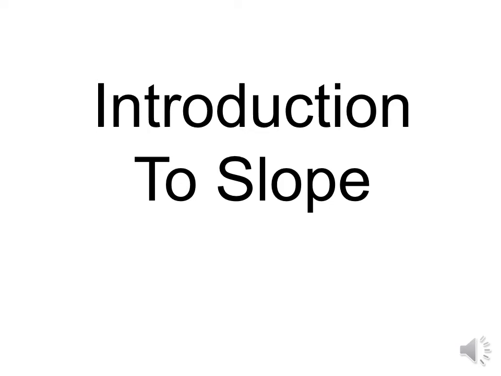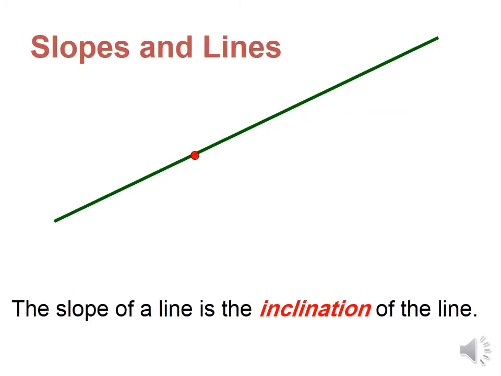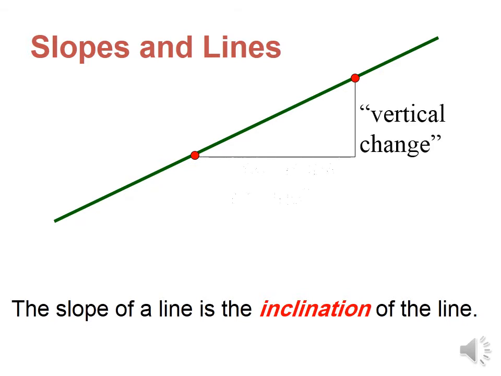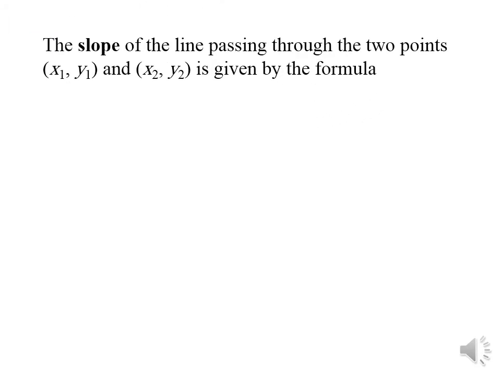Slope of a straight line. The slope of a straight line represents the inclination of the line on the x-axis, and of course, to determine the inclination we need to find the vertical change and the horizontal change. The slope of a straight line passing through any two given points, the first one being (x1, y1) and the second one (x2, y2), is given by the formula m equals y2 minus y1 over x2 minus x1.